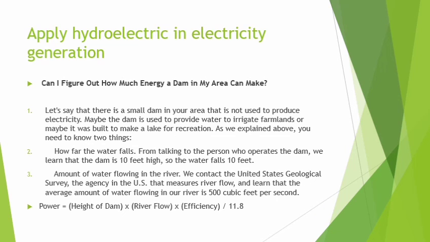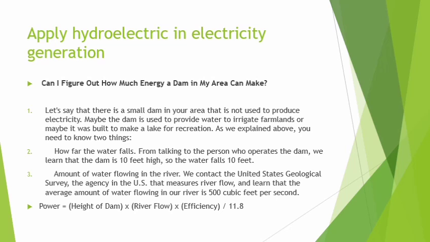Can I figure out how much energy a dam in my area can make? Let's say there is a small dam in your area that is not used to produce electricity. Maybe the dam is used to provide water to irrigate farmland, or maybe it was built to make a lake for recreation. As we explained above, we need to know two things. First, how far the water falls. From talking to the person who operates the dam, we learned that the dam is 10 feet high, so the waterfall is 10 feet.